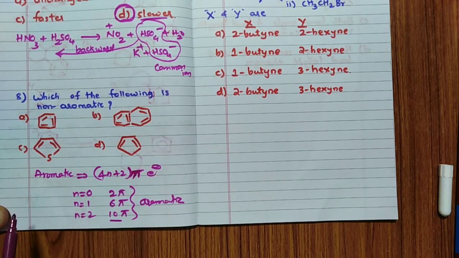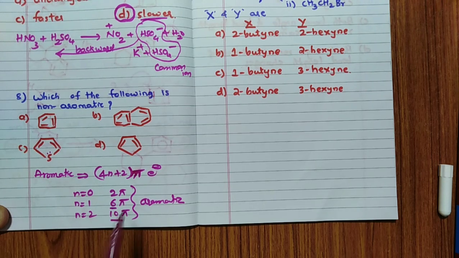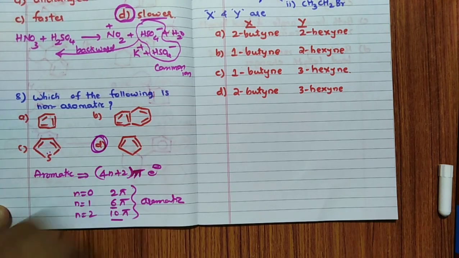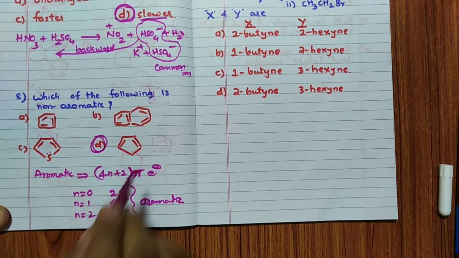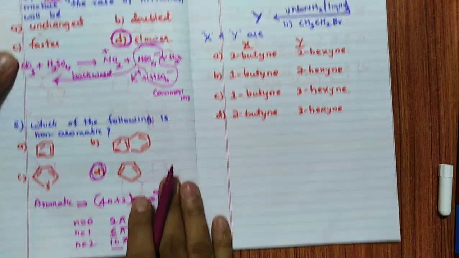Hence this is aromatic. Here you can see there is 1 pair, so 1, 2, 3 pairs, so 6, it is aromatic. But the answer is D. Here there are only 4 pi electrons, so remember this is a non-aromatic structure. So the answer is D.